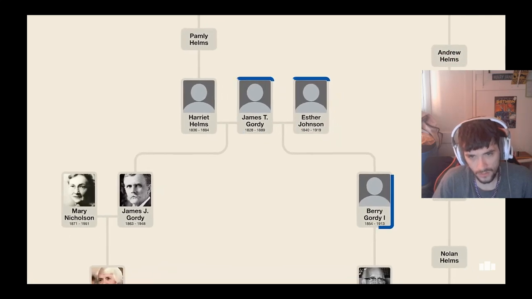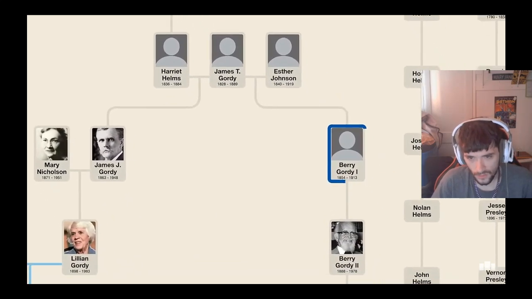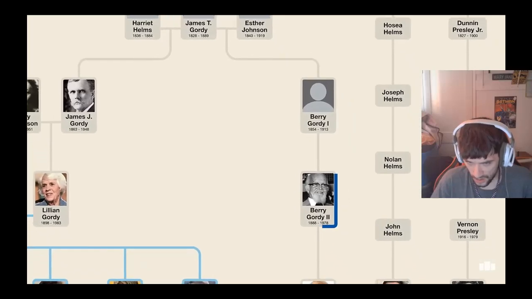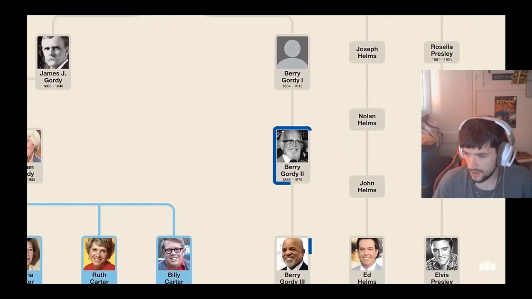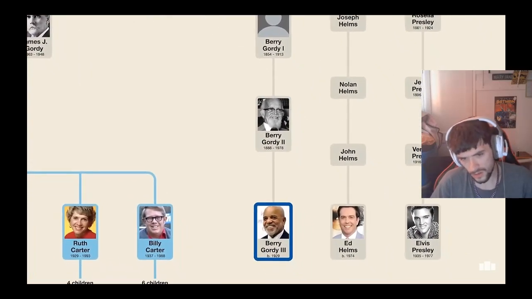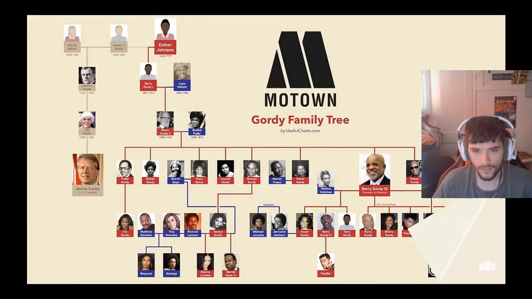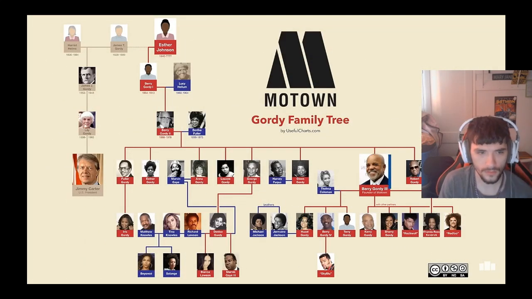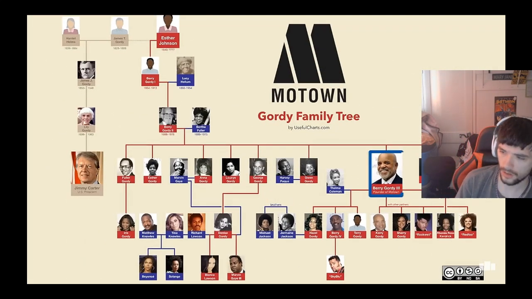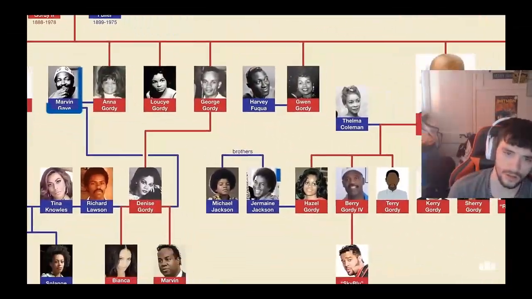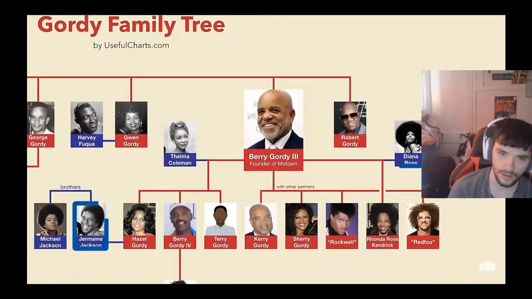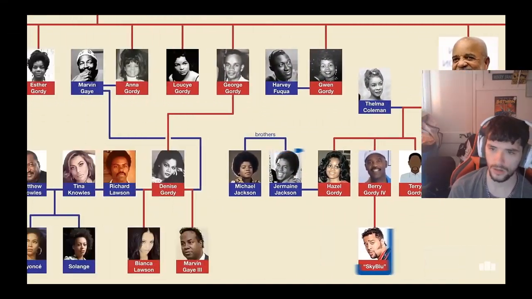Esther's child was named Barry, and after becoming a free person, he too had a son named Barry, who in turn had Berry Gordy III, the founder of Motown Records. This means that Berry Gordy and Jimmy Carter are second cousins. Now, I've already done a video on the family tree of Berry Gordy and all the famous people on that tree, such as Marvin Gaye, Jermaine Jackson, Diana Ross, the guys from LMFAO, and even Beyonce.